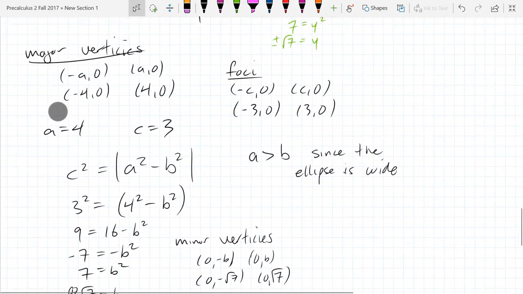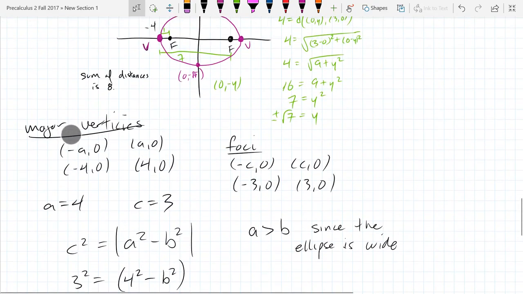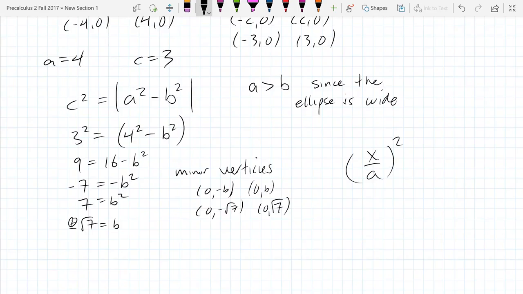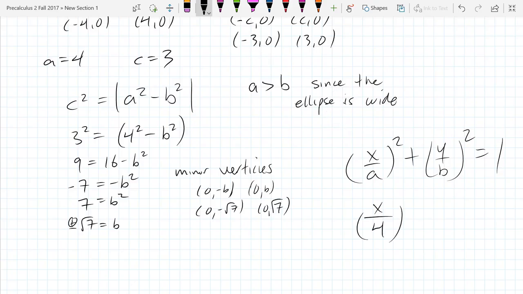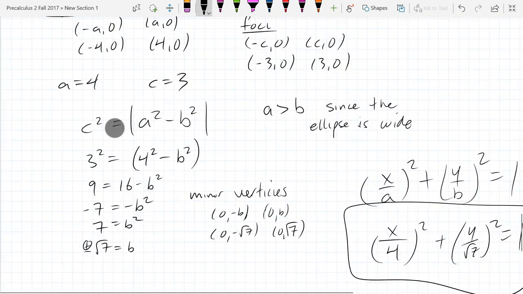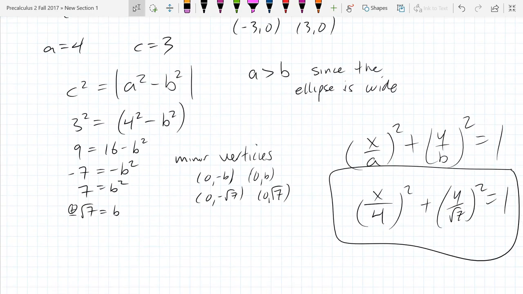So I have my graph. I didn't write out the equation. It's very easy to write the equation if you have that chart. The equation is always x over a squared plus y over b squared equals 1. We got a, we got b. So it's x over 4 squared plus y over square root 7 squared equals 1. So there's our equation, and we got the graph above. We had the graph really early on. So there's the equation.